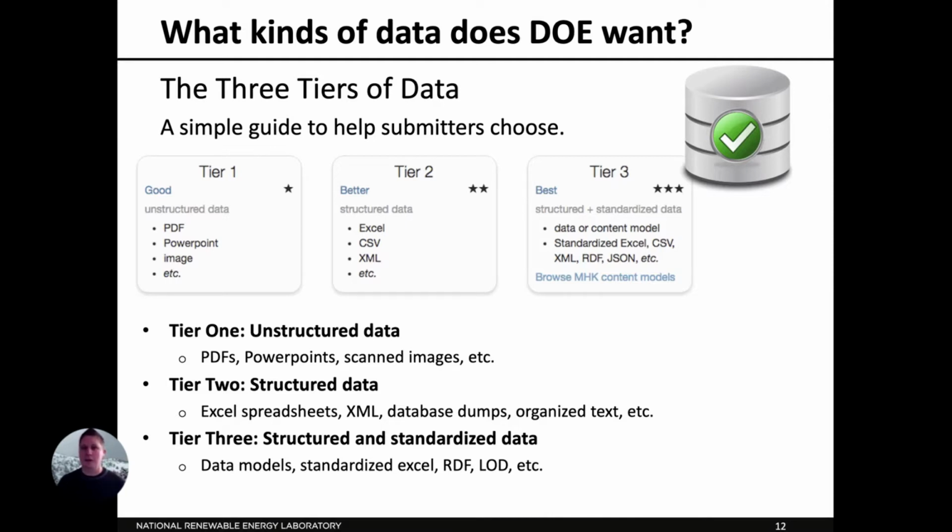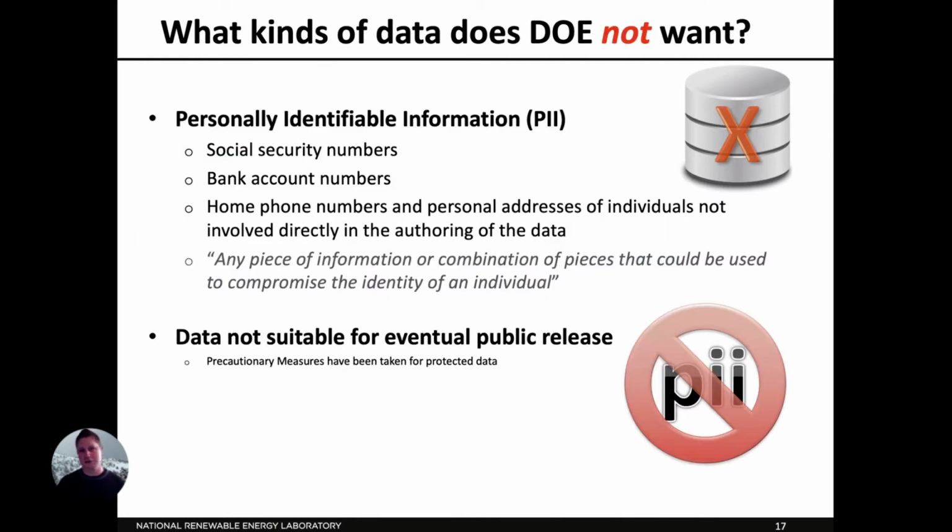What does DOE not want? Well, we definitely don't want personally identifiable information of any kind. No social security numbers, no bank account numbers, no home phone numbers or personal email addresses. Public contact information is always okay. So if you have email or name of a point of contact for a particular data set, not only is that allowed, it's also encouraged. And as you see in the submission form, we require at least one point of contact for every data submission so that people can reach out to that person with questions about the data.